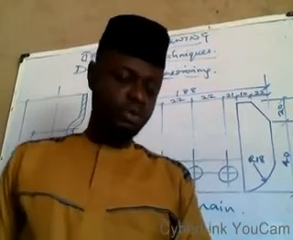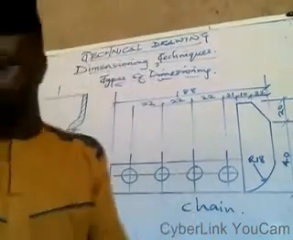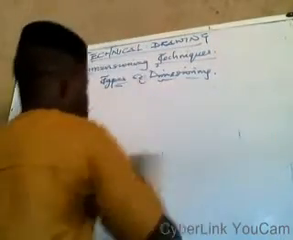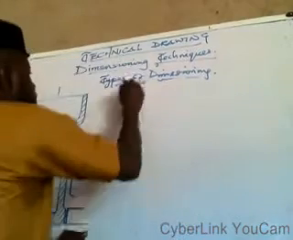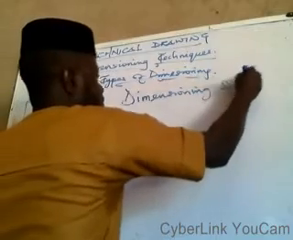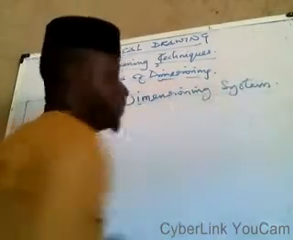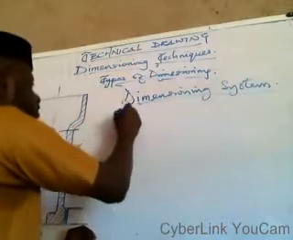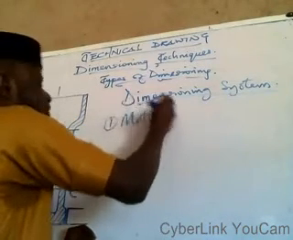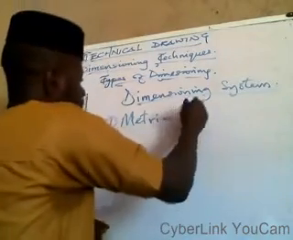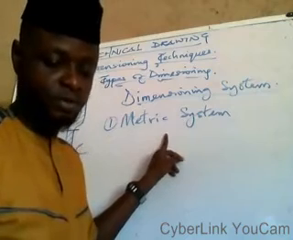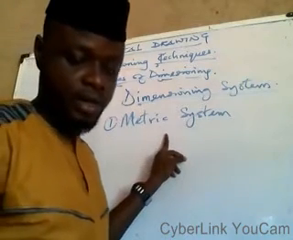We have the one that is called metric dimensioning system. Let me clean this one up. Dimensioning system. We have the one that is called metric, number one. Metric system of dimensioning. That is one dimensioning system.